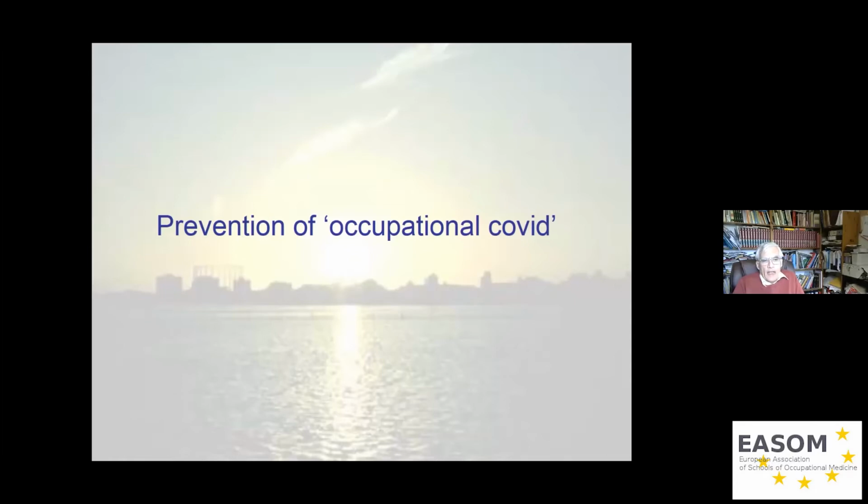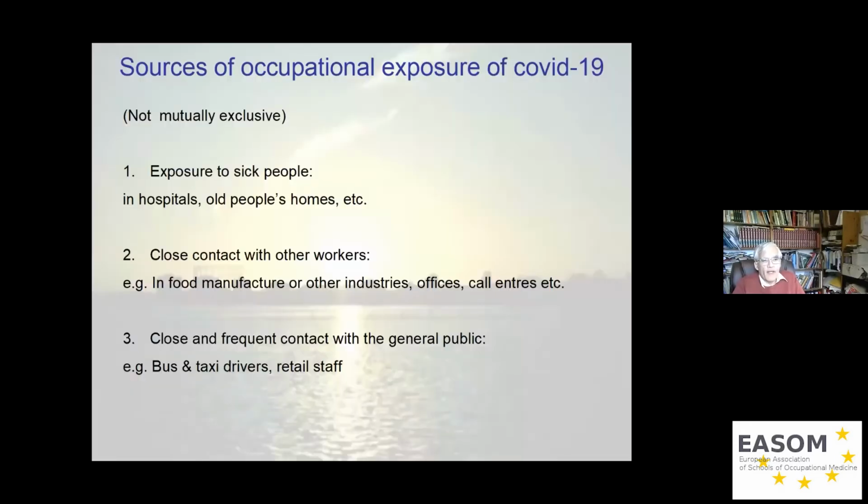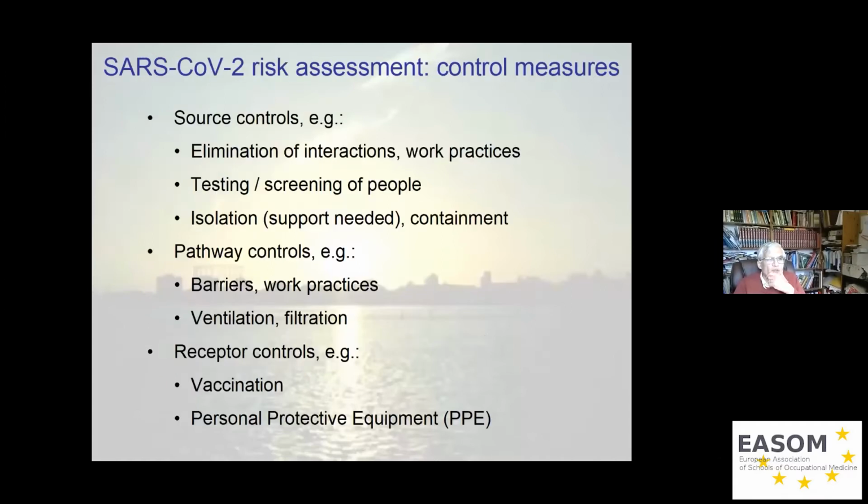The vaccines we have may work now, but they might be functionless in a year's time. We do not know. Obviously, our interest in this body is to prevent exposure at work in the whole of this pyramid. That's what we are here for. We've got to bear in mind, as I said earlier, that exposures arise not just from sick people, but from contact with other workers, for example, in food manufacture and call centers, and in close and frequent contact with the general public. And the epidemiology has shown all these three to be important.